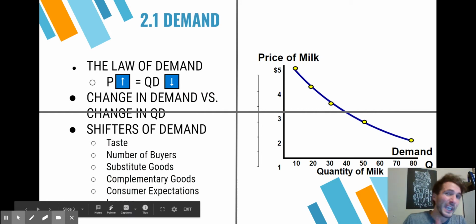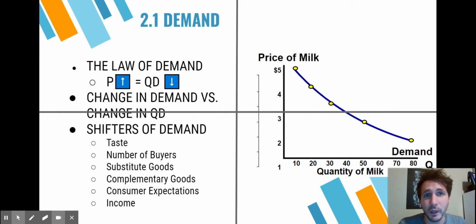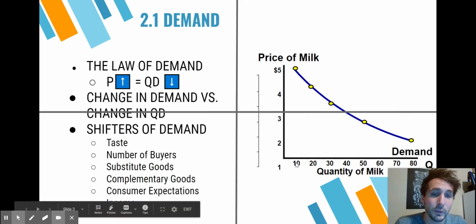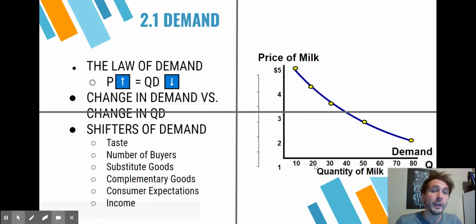Okay, remember, a change in demand is not the same as a change in quantity demanded. A change in demand is a shift in the curve, while a change in quantity demanded is caused by a change in price. So when price, for example, goes from $5 to $4, the quantity demanded rises from 10 units to 20 units. Very different than if I said, hey, people want more milk, and so this curve shifts to the right. That's a change in quantity demanded at every single price. That's what a shift in the curve is.